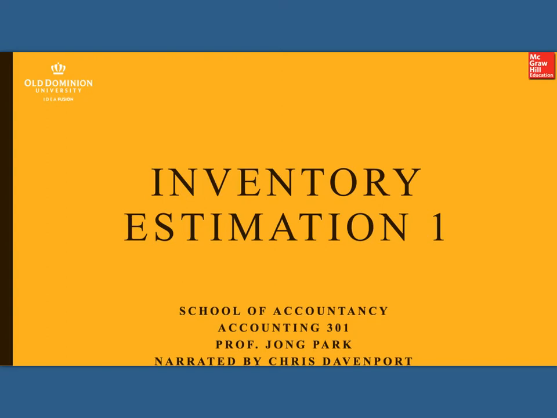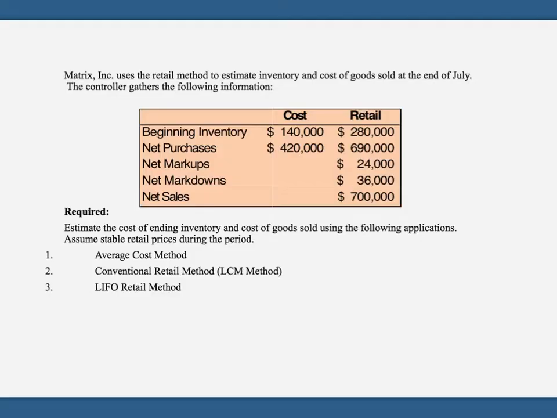This video is Chapter 9, Question 1, and we will be looking at different forms of inventory estimation. Matrix Incorporated uses the retail method to estimate inventory and cost of goods sold at the end of July. The controller gathers the following information. We'll be using this for the three problems we'll be doing in this question.